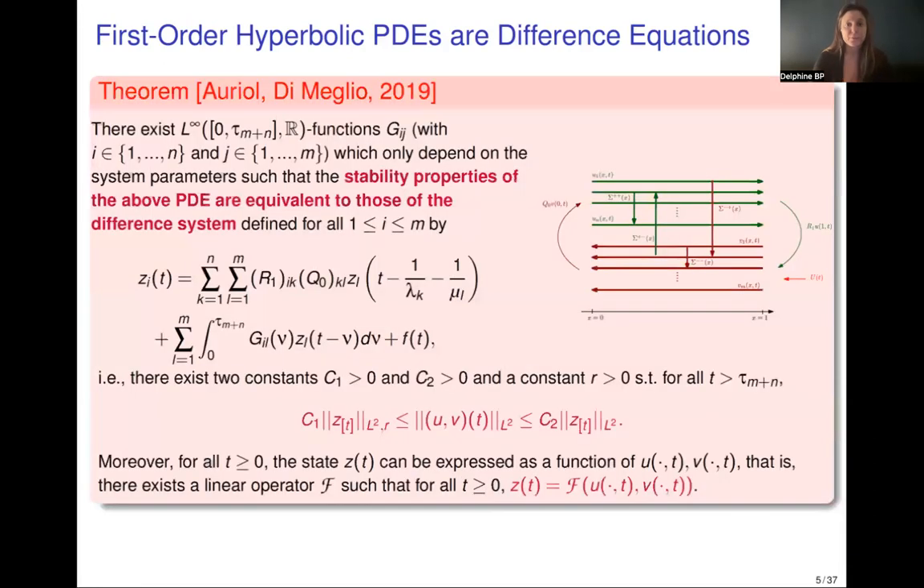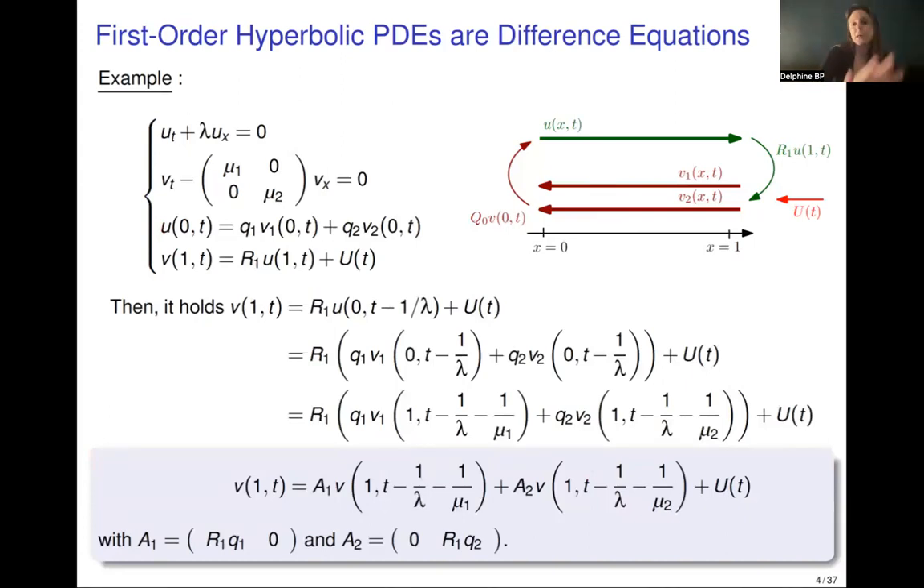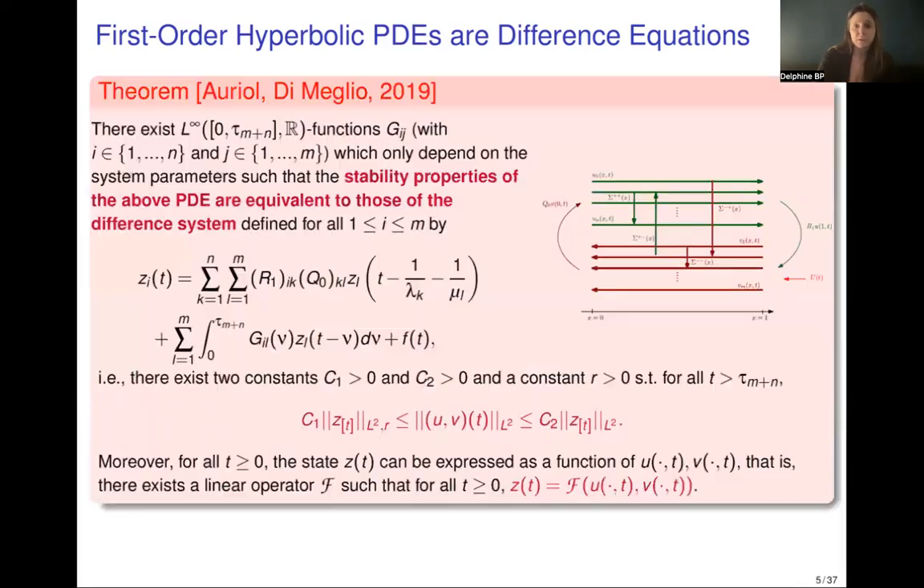So this is the result that Jean Auriol and Florent Di Meglio published in 2019. Here, for the sake of illustration, I just put an example without source terms, where the situation is very simple, but you can actually generalize this to the general case that I presented before, and prove that there exists a function Gij, which depends on the source term, and also on the sigma, but also on the transport speeds.